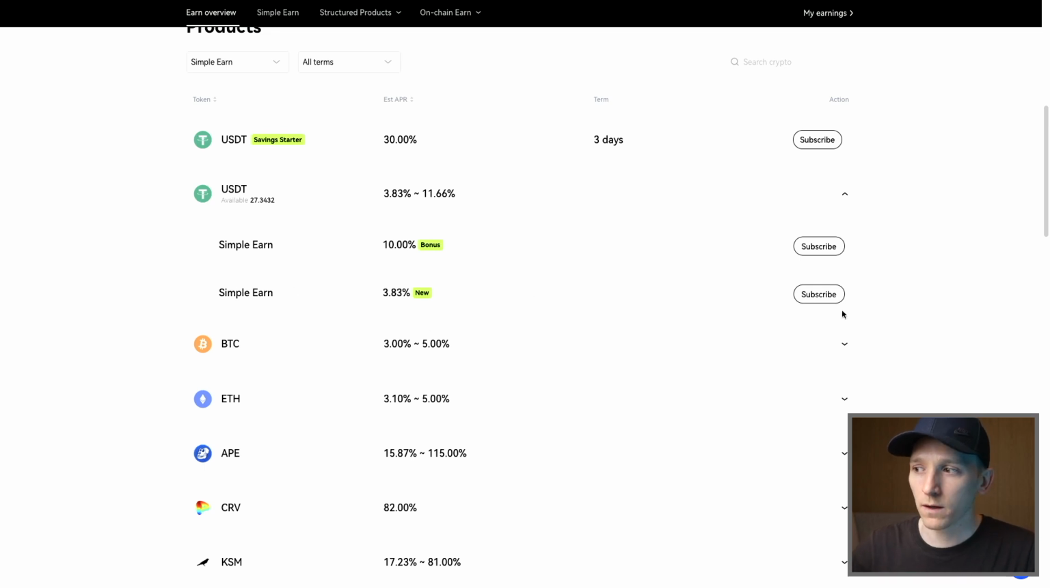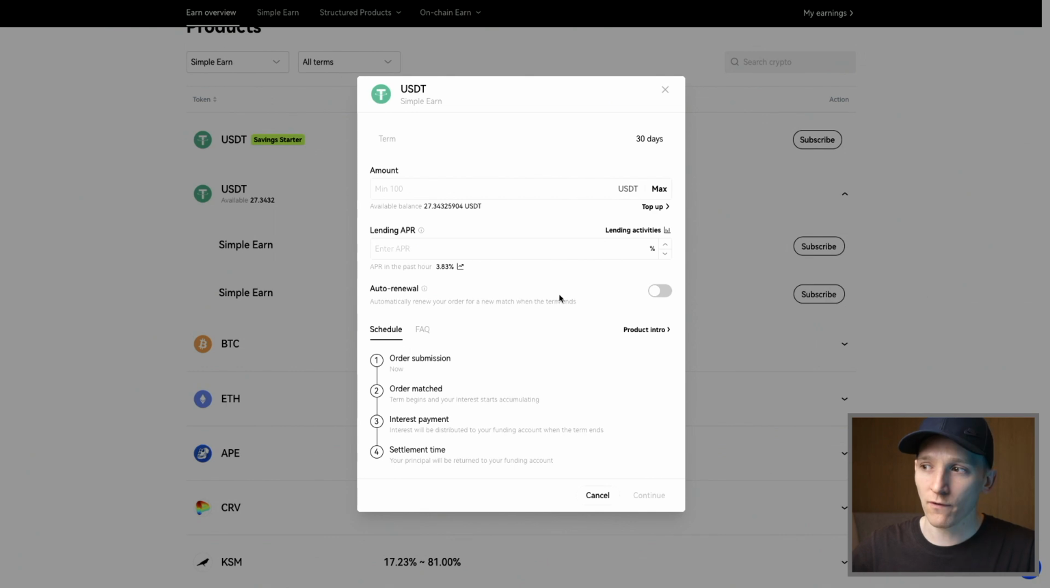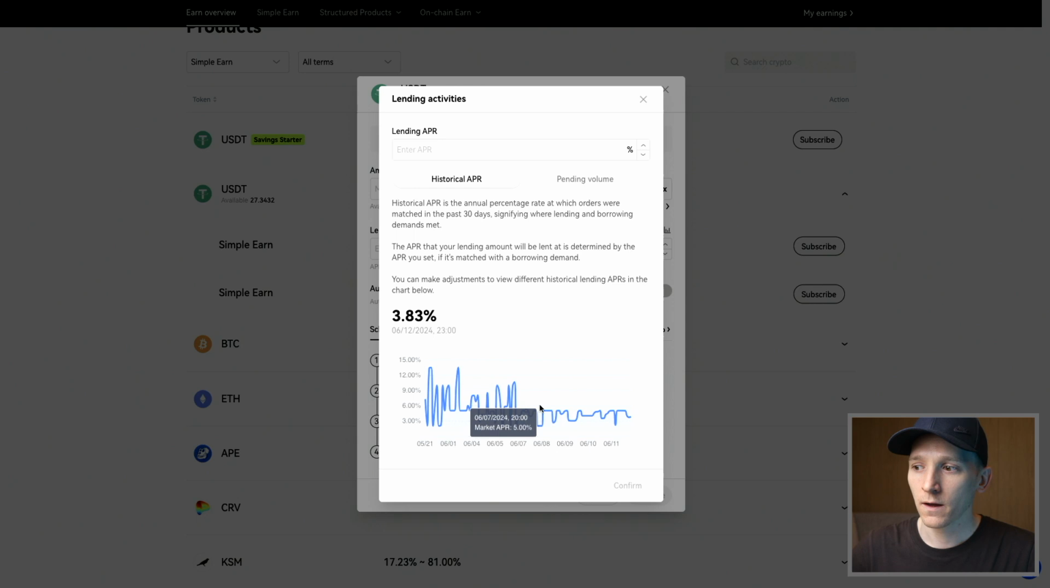This one at the bottom here is actually a fixed term loan, with your funds locked up in that fixed term. So you can see the term up here is now 30 days. The amount that we can invest is any amount that we want. And the lending APR, we actually have to choose. Now you can see the APR in the past hour is 3.83%. So let's click on that. You can see again, supply and demand does change the rate over time.